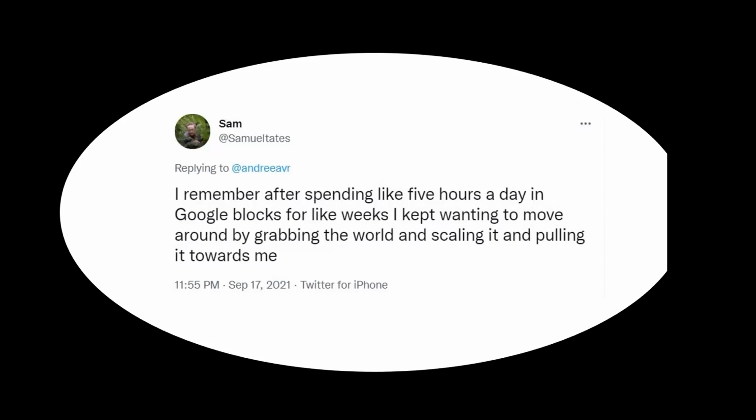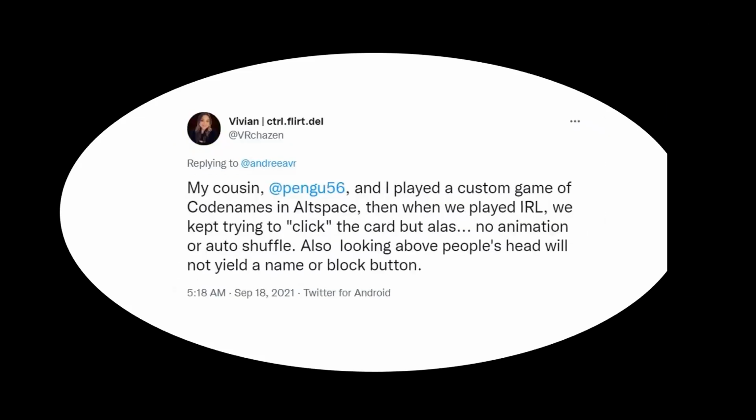But I can assure you this is very, very real. This is absolutely your brain being confused at a level we've really not seen before. Another user says they've played a game in VR, and then when they play the same game in real life, they kept trying to click on the cards and were surprised that there was no auto shuffle or animation. They also kept looking above people's heads, actual people's heads, and experienced surprise because there was no label with their name or a block button.